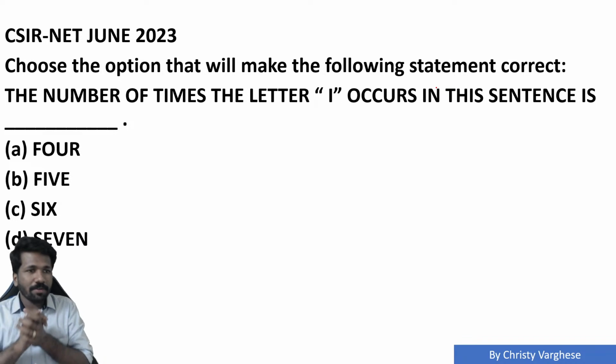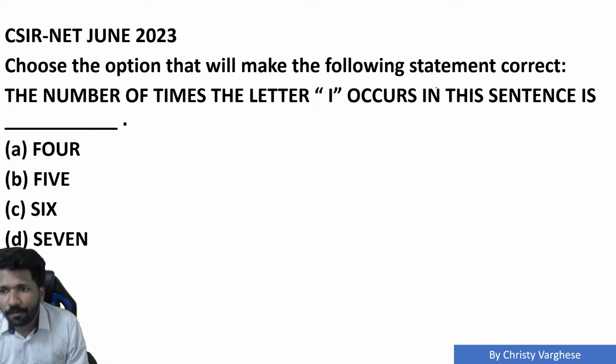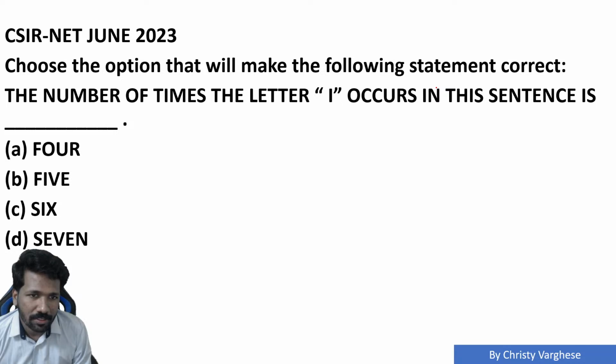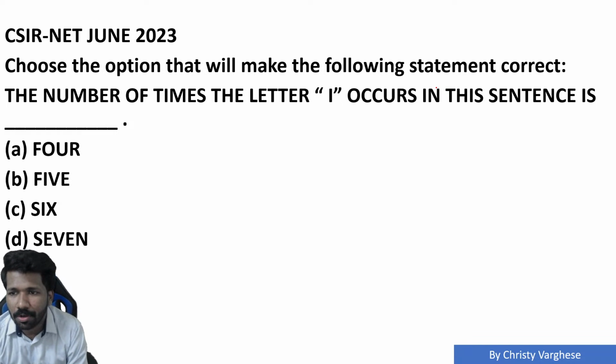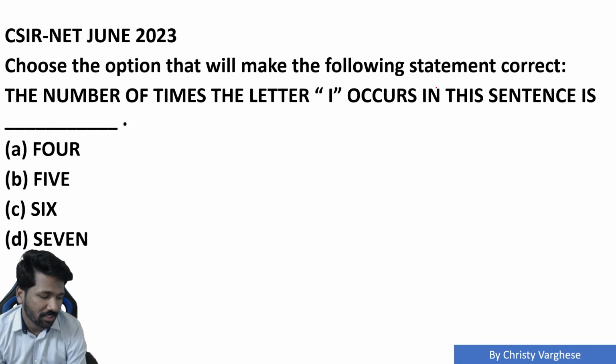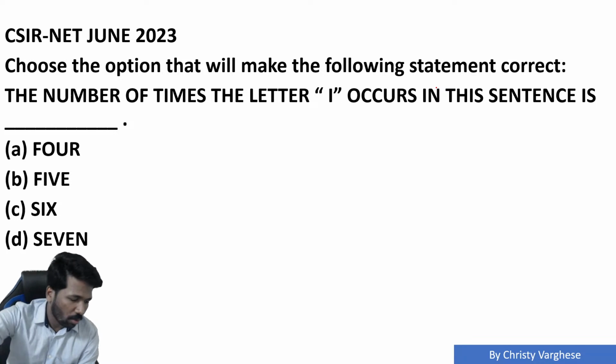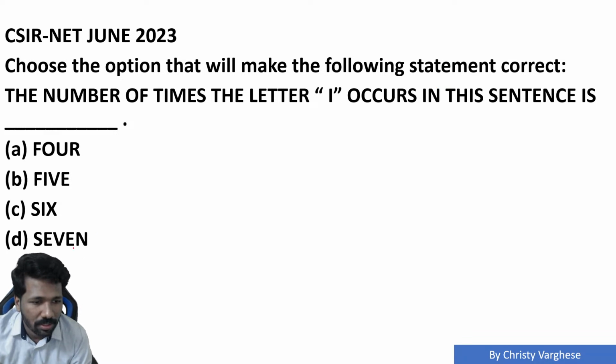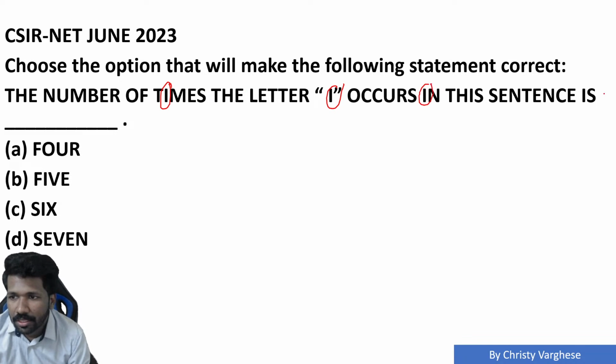Okay, so I'll explain. Choose the option that will make the following statement correct. The number of times a letter I occurs in this sentence is dash. मतलब क्वेश्चन क्या पूछ रहा है, इस सेंटेंस में लेटर I कितनी बार है, सो काउंट करना है. Let's count. This is an I, this is I, this is I, this is I, this is I. So that is 1, 2, 3, 1, 2, 3, 4, 5.